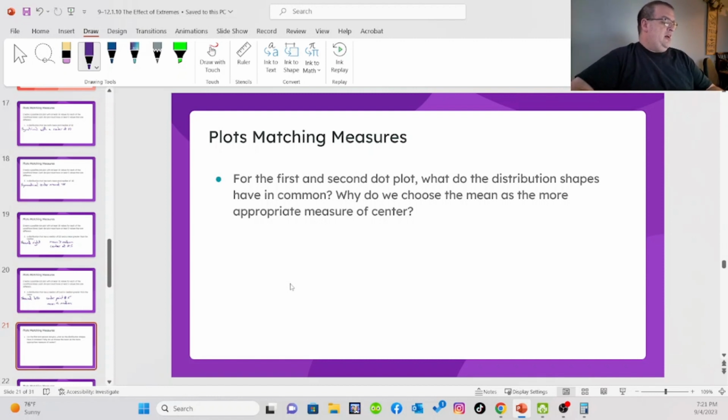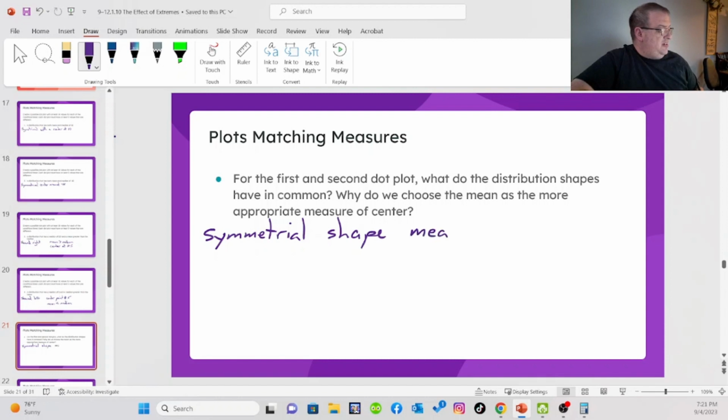Okay, so now to wrap up, they ask the question, for the first and second dot plot, what do the distribution shapes have in common? These were the distribution shapes where our mean and our median were the same. And what they share is that they're both symmetrical. So anytime we have a symmetrical shape, our mean equals our median.